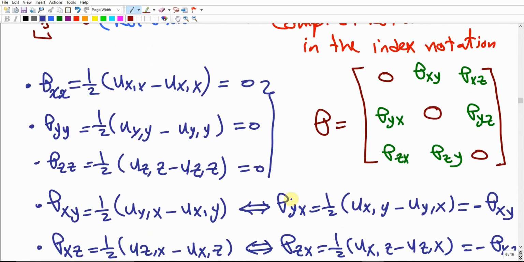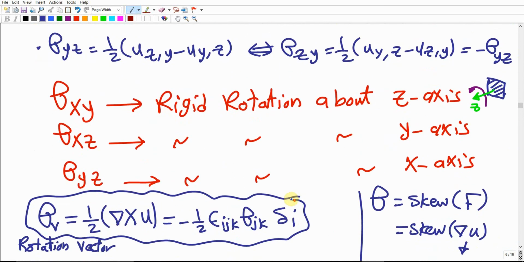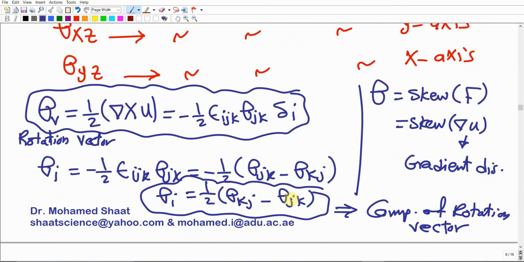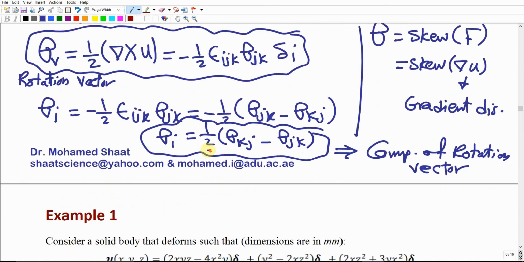So the rotation can be described using a tensor, but in this way it will be represented by 6 components. 3 of them on the diagonal will be 0, and the other 3 will be the same but with different signs. Or we can simply convert this into a vector. So this is the rotation vector in terms of the rotation tensor, right? Simply we can write theta i, this is the vector, and theta kj or jk, since they are 2 indices, this indicates that this is a tensor.